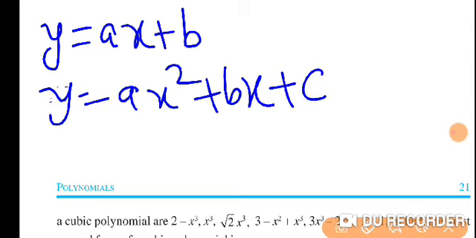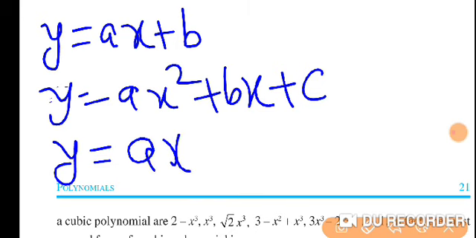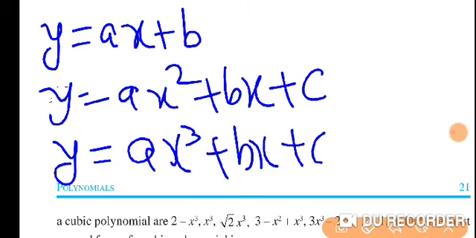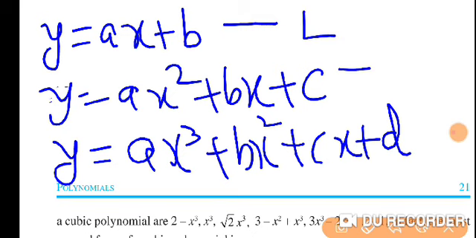Right. And third one, y is equal to ax cube plus bx square plus cx plus d. Whose is this? Yes, cubic. This is linear, this is quadratic, and this is cubic polynomial general formula. Did you understand what I am trying to tell you all?